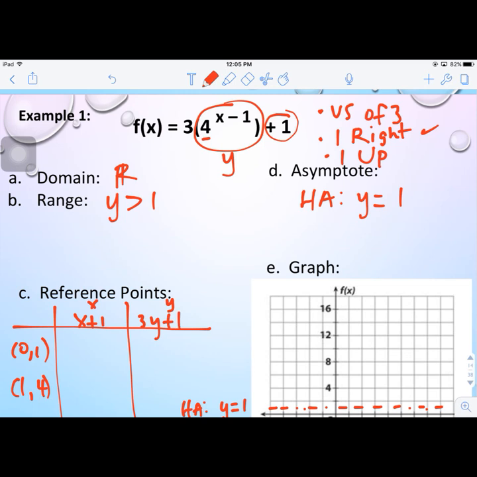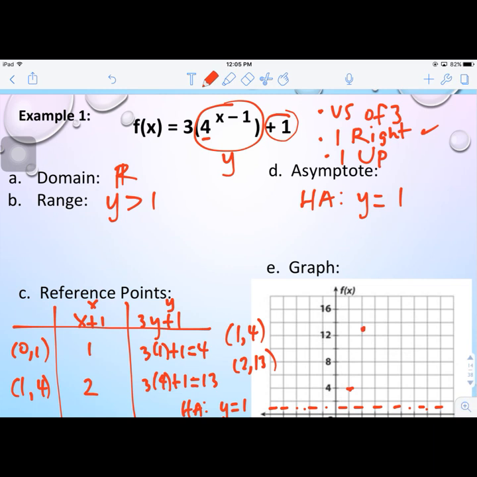So let's just do the math. We have 0 plus 1, which is going to be 1 here. 1 plus 1 is 2. And we have 3 times 1 plus 1, that's going to be 4. And 3 times 4 plus 1, that's going to give us 13. So the 2 points that we have are 1, 4, and 2, 13. If we map those 2 points, we should have our function. At 1, 4, it's going to be right there. And at 2, 13 is going to be probably right there.